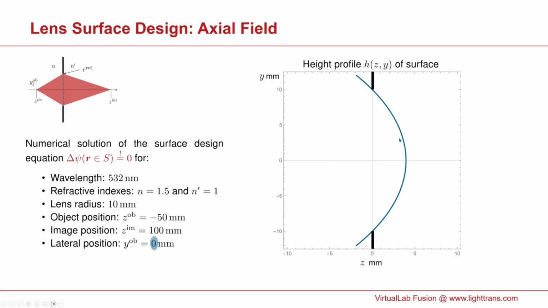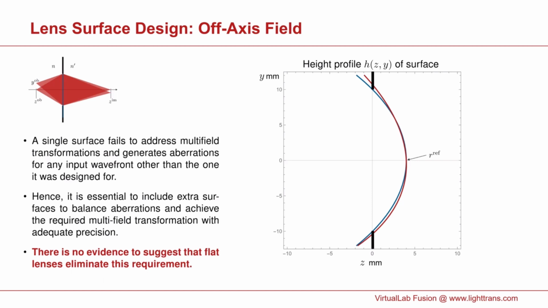This blue aspherical lens surface transforms correctly for the axial field. Now let's go to an off-axis field. Then the solution is this red one, if we use this reference point, and when we use this reference point, this one. Here, as expected, when we have two different solutions for two different fields, obviously a single surface fails to address multi-field transformations and generates aberrations for any input wavefront other than the one it was designed for.